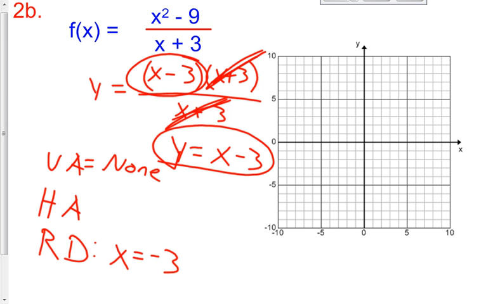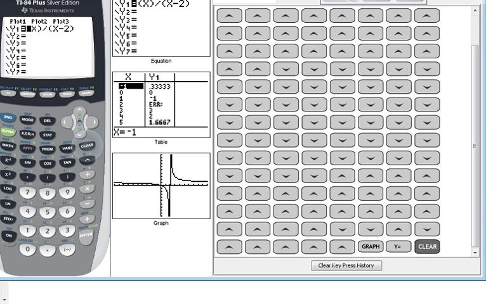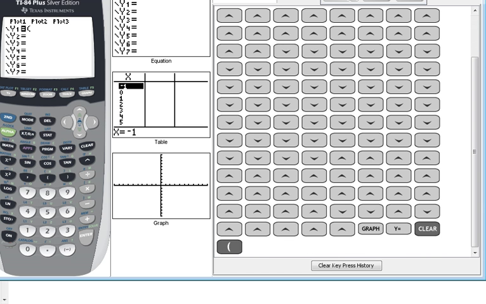For our horizontal asymptote, let's put this into our calculator. So we're going to put this in the numerator, in parentheses, this in the denominator, in parentheses. Let's graph that all together here on our graphing calculators. So clear this one. We're now going to have the quantity x squared minus 9 divided by the quantity x plus 3.